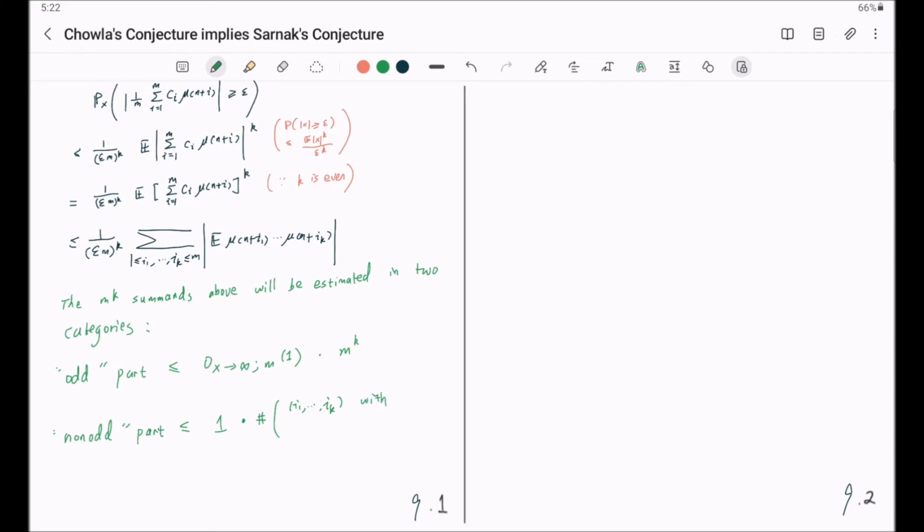with none of I sub j occurring an odd number of times. So this will be the bound for this part. And this guy will be bounded by the sum of these two. So now the question is, what is the size of this number?